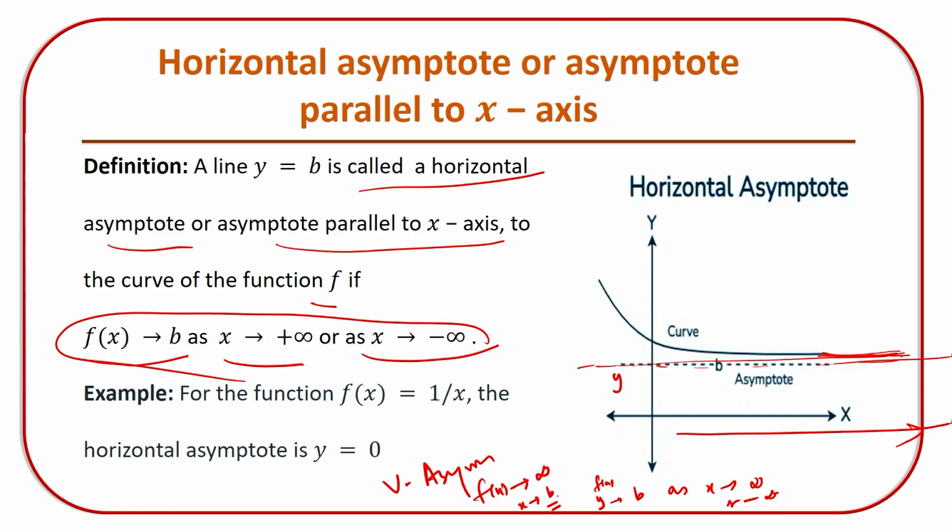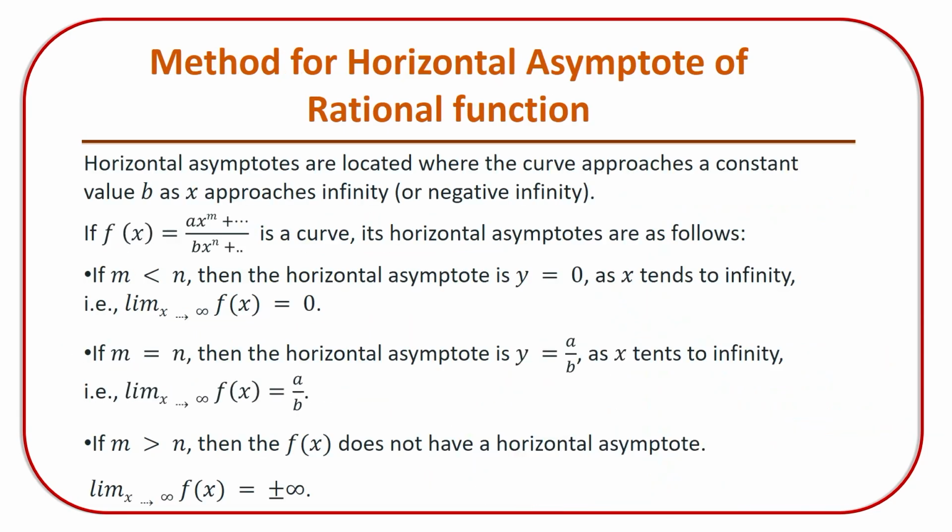Now, find the horizontal asymptote for the function f(x) equal to 1 by x. Look at the equation. It says f(x) equal to 1 by x. If x tends to infinity, what will be f(x)? f(x) tends to 0. So f(x), which is nothing but y, equal to 0 will be our horizontal asymptote. So the x-axis becomes our horizontal asymptote for f(x) equal to 1 by x.